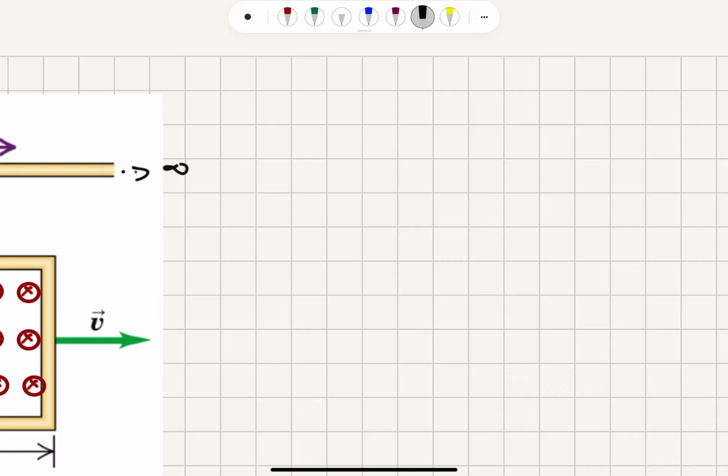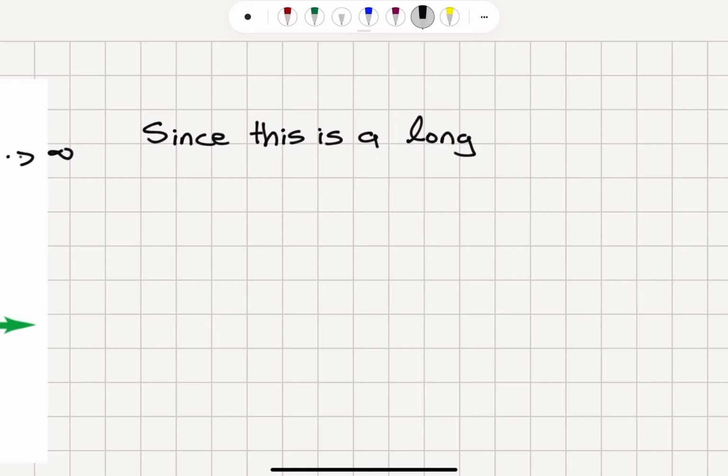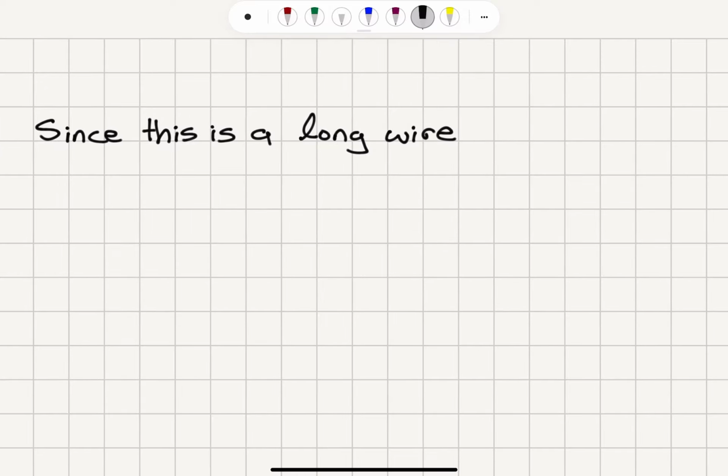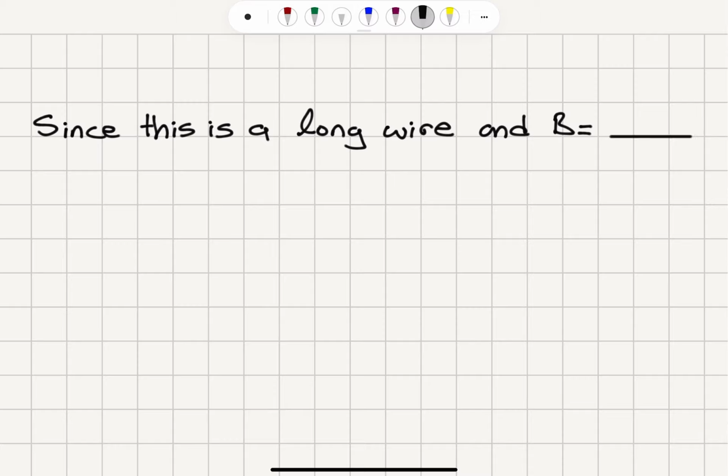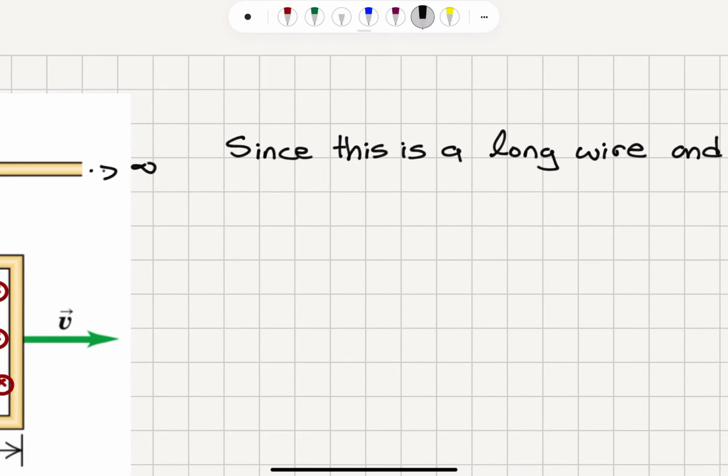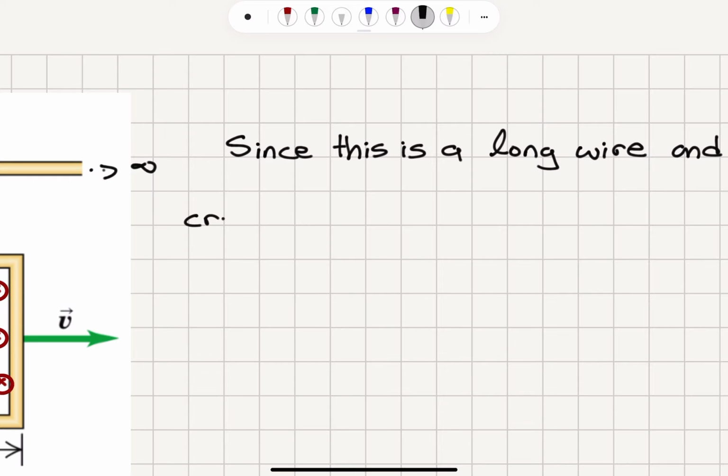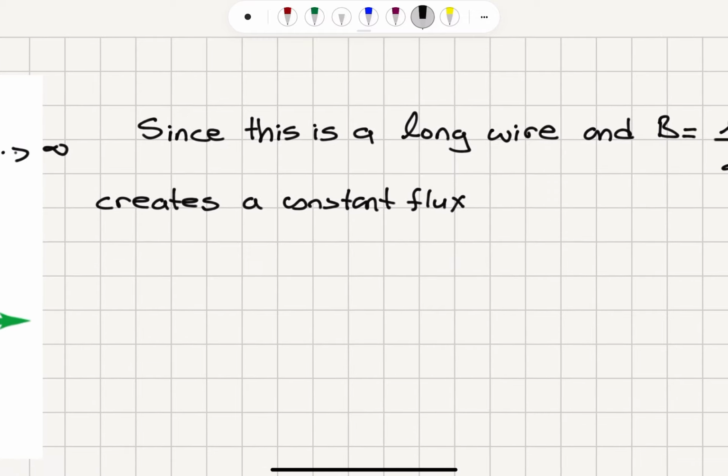Okay, so basically I can say that since this is a long wire, and the magnetic field magnitude is mu 0 I divided by 2 pi r, this magnetic field creates a constant flux in the rectangular loop. It's not time dependent.